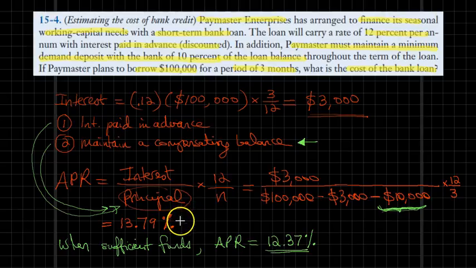So if the company has no sufficient funds, then 13.79% would be the answer. If the company already has a sufficient compensating balance, then 12.37% would be the answer. So that solves our problem.